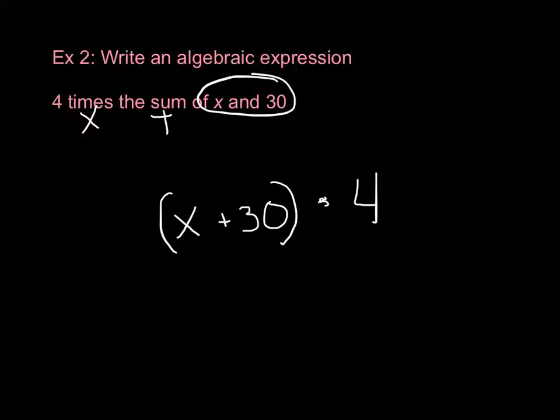Another way you could do it, there's so many different ways. You could put the 4 on the outside over here, x plus 30 on the inside of the parentheses, times it by 4, totally fine. So I hope one thing that you're noticing is that as we're writing these algebraic expressions, there's many ways to represent an algebraic expression. You just need to double check to make sure that you represented your word expression in an algebraic form correctly.